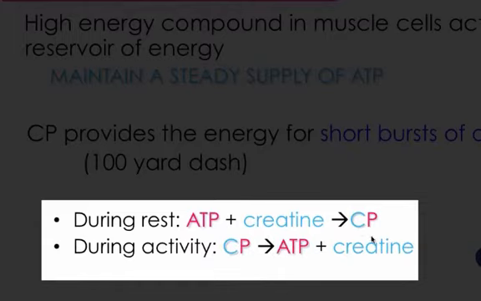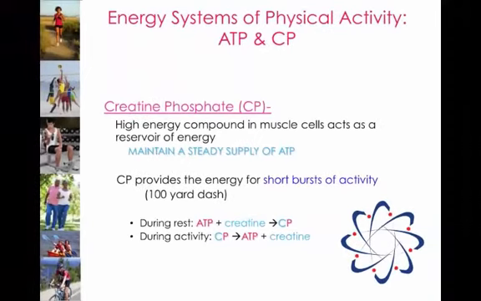So we have a cycle going on here, back and forth between the breaking down of creatine phosphate and the resynthesis of creatine phosphate. And when needed, this is the second source of energy, after those 2 to 4 seconds of ATP that's found in the blood, that our muscles will use for energy.